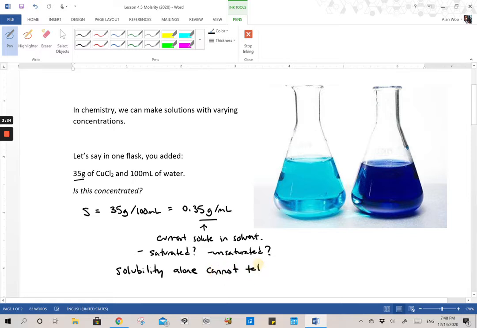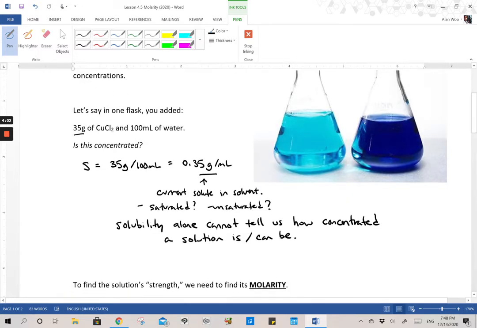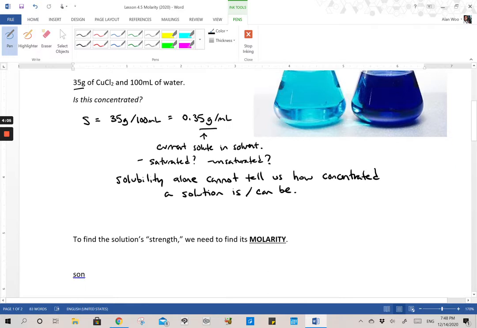So it cannot tell us how concentrated a solution is or even can be. In order to figure out the strength of a solution, we need to find its molarity.